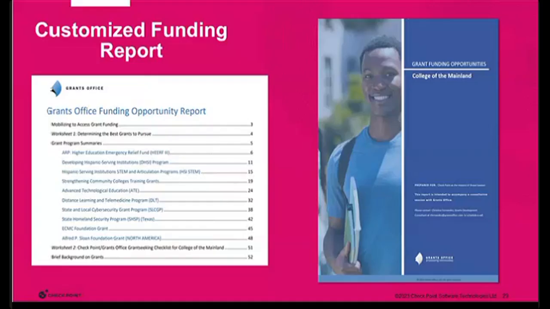So this is what a customized funding report would look like for you. It's going to be tailored to you and only you. And it will have all of the information that you need to help you navigate through the process. And when the funding report is completed, we'll schedule a call internally to review the contents of that report. On that call would be myself, one of the representatives from the grants office, and your dedicated account manager from Checkpoint.